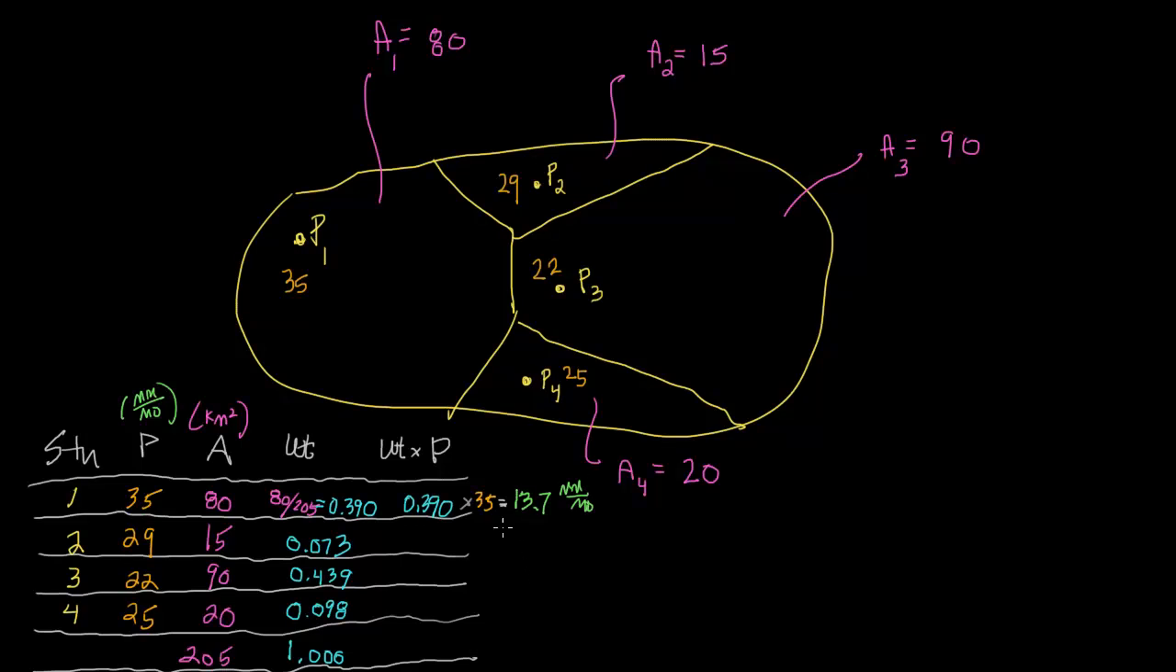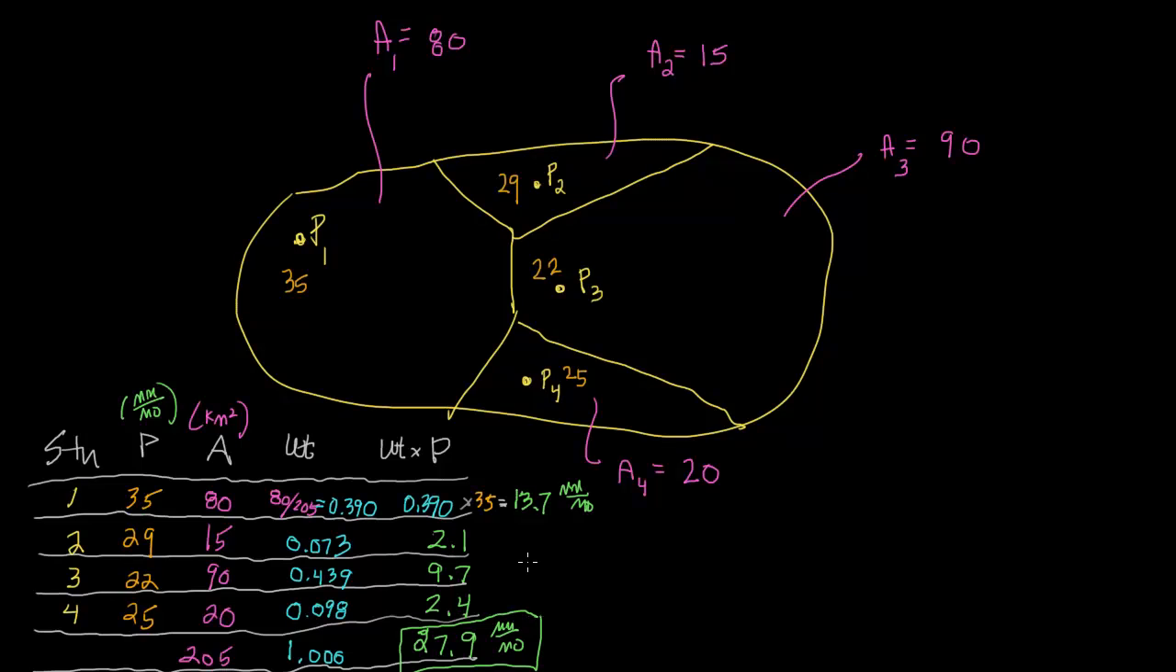And I do the same thing for the other 3 regions. I multiply the weight times the precipitation, and I end up with the following values. And now all I have to do is add up these 4 numbers in green, the products of the weight and the precipitation. And if I do that, I get 27.9 millimeters per month. And that is my final weighted average. And I'll highlight that in green like that.